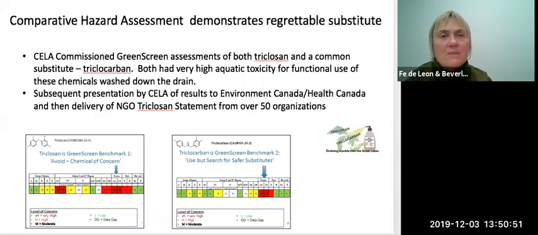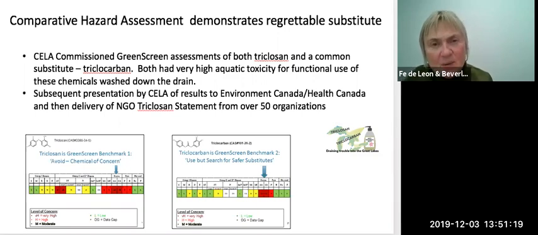Next slide, please. And the upshot was that CELA commissioned GreenScreen assessments of both triclosan and a common substitute, triclocarban, to show that both had very high aquatic toxicity for the functional use of triclosan. How is triclosan used? It's used a lot in chemicals that go down the drain. So it's really important that we focused on how toxic it is to the aquatic ecosystem.